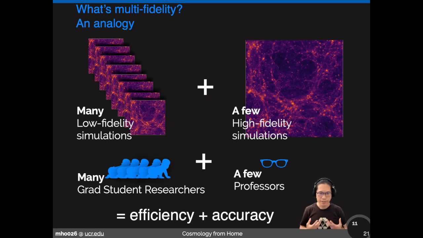The idea of multi-fidelity is simple. You use as many low-fidelity simulations as possible to explore the parameter space, and use a few high-fidelity simulations just to calibrate the resolution difference. An analogy here is that in academia, professors are high fidelity and students are low fidelity, but the university won't be able to hire tons of professors to do research. The solution is to hire as many students as possible. Students do the hard work exploring different topics, and we only need a few professors to calibrate the students' results. In this way, we get both efficiency and accuracy.